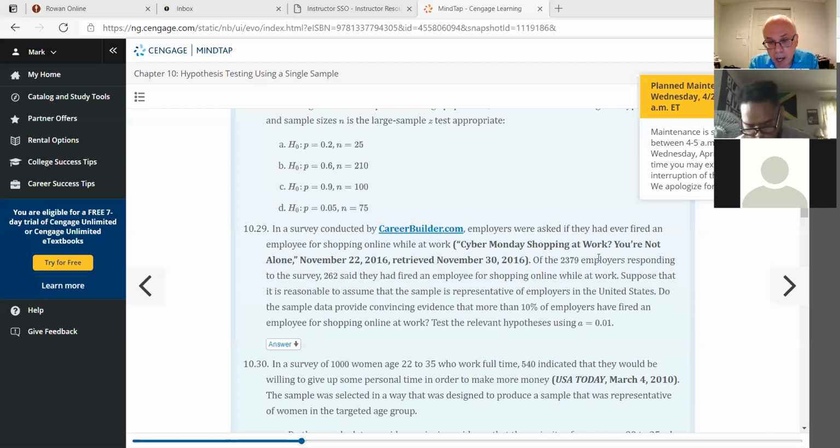All right. Now, that is p hat. Here's where a lot of students also make a mistake. They say p hat is 262. No, that's your count. P hat is a sample proportion. So p hat, the sample proportion, is 262 divided by 2379.